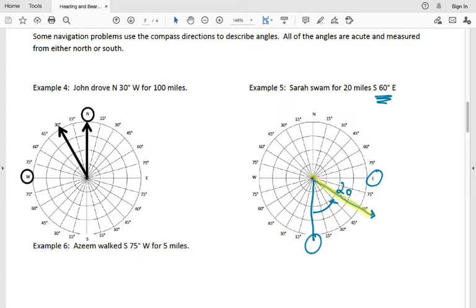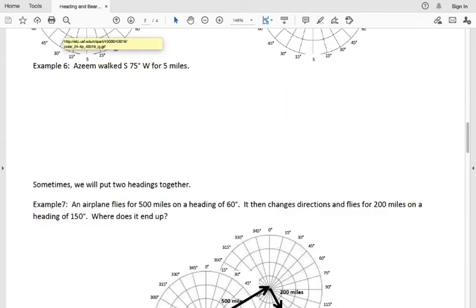Okay, on the next example, I'm going to need to move this up a little bit. We have Azim walks 75 degrees west of south for 5 miles. So I'm going to draw kind of a dashed line to represent my north-south axis. We're going to go from the south axis, we're going to head in the west direction. So that makes me go this way. So his actual path will be right here, and he's going to do that for 5 miles.